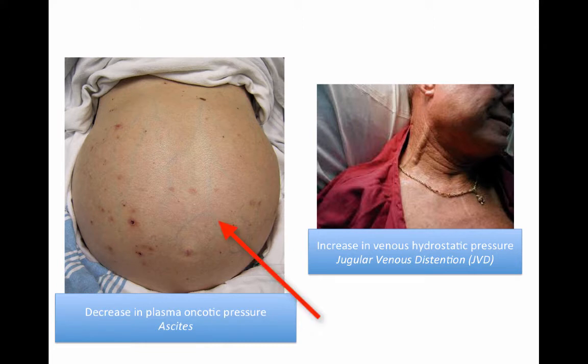Over on the right-hand side, you see an increase in what is called venous hydrostatic pressure, right? So volume is sort of trapped in the intravascular space, and it's an increase in venous hydrostatic pressure. This is called jugular venous distension, or JVD. You see this in right-sided heart failure patients where you have a fluid overload or an excess in the intravascular space. You have a higher blood pressure and a lot more volume actually in that space, okay?